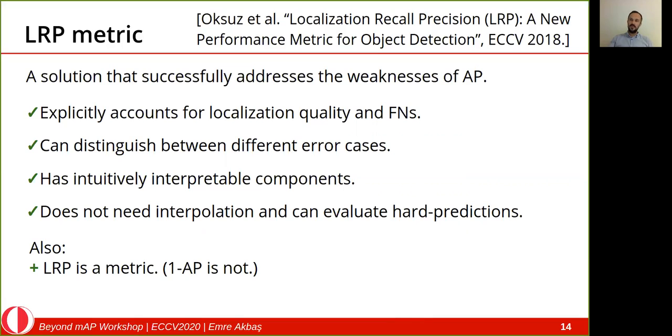Also, as a bonus feature, LRP is a metric, and we know that AP or 1 minus AP is not a metric. Being a metric is a good property to have. It satisfies the reflexivity, symmetry, and triangle inequality properties. And this is important since metricity implies consistent distance definitions over the performance measure domain.